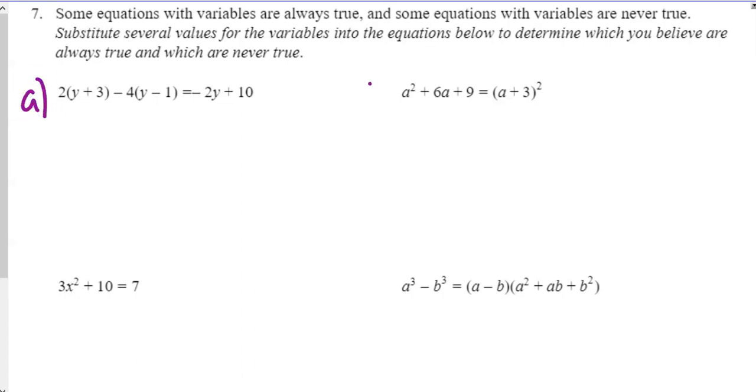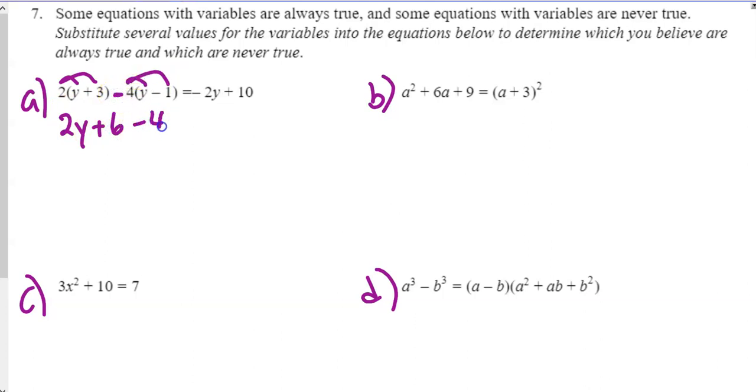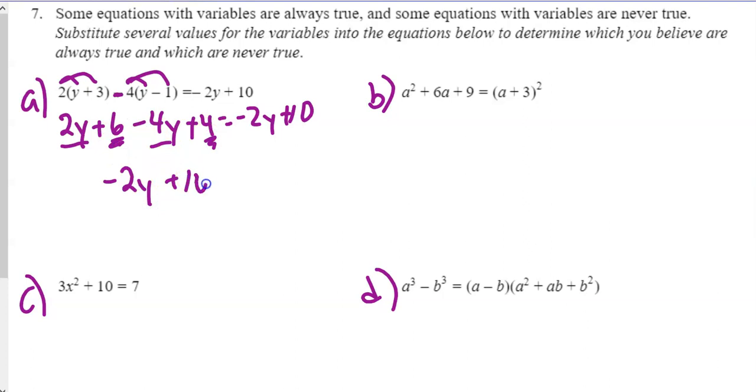I'm going to call this again A, B, C, and D. If I look at A, well, my first thought is I can simplify this side. If I bring through and distribute the 2, I get 2y plus 6. Now, careful here. Make sure you distribute to the negative 4. It's not negative 4 times negative 1, so that would be positive 4. And I can keep simplifying. I can combine my y's. I get that to be negative 2y. I can combine my integers, which is 10.